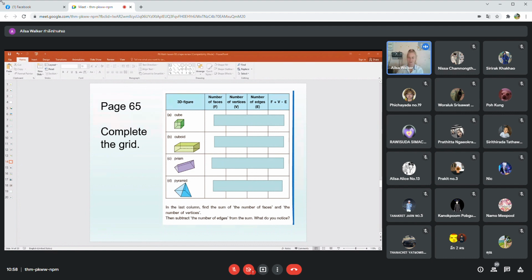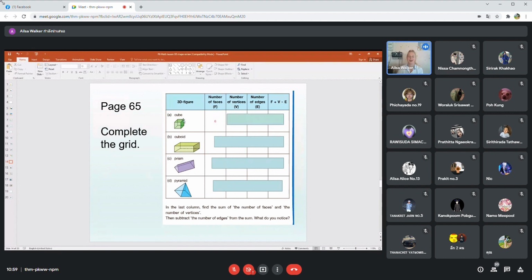Okay, let's take a look then, please, at our answers. The first one, cube, is our 3D shape. How many faces does the cube have? Anybody? Can you get how many faces it has? 6. Yes. Good. 6 faces. Thank you.